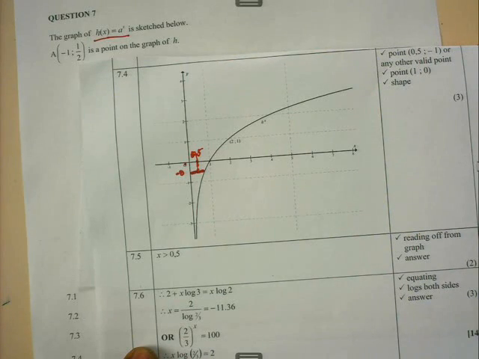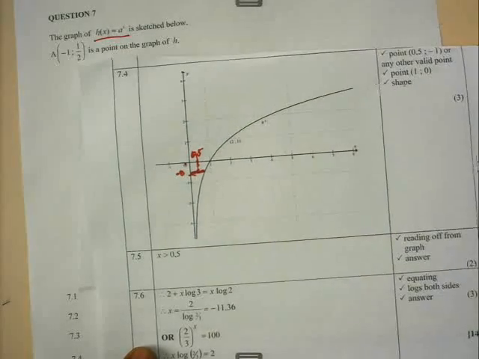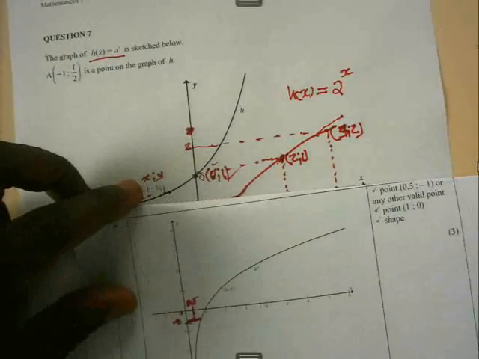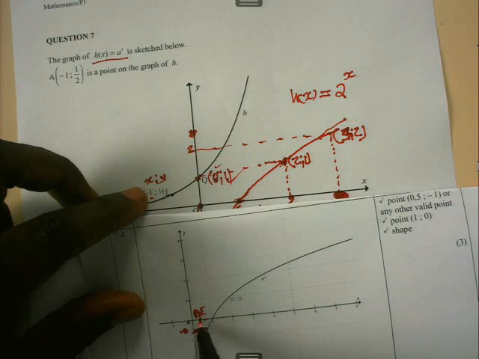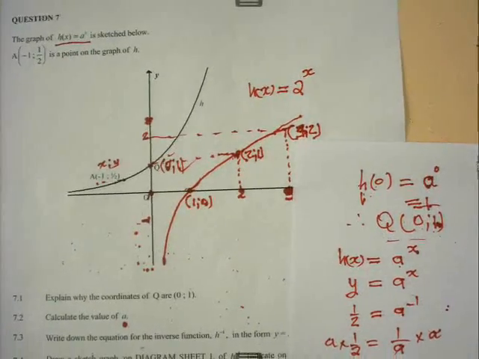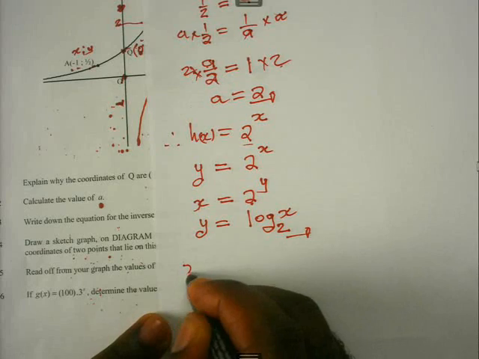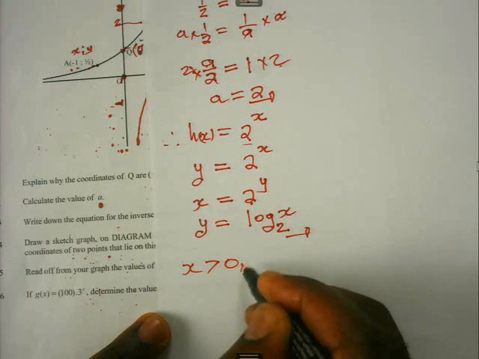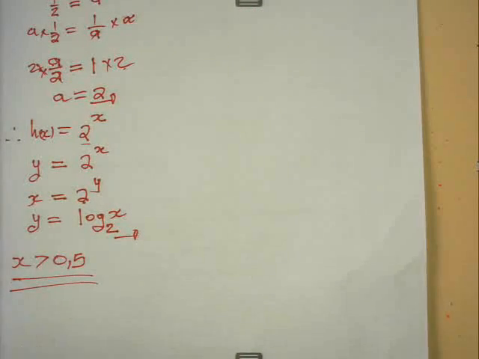Now, we are looking for values which are going to make this greater than negative 1. So obviously it's going to be values which are greater than positive 0.5. If you move this way, all those values will make the function greater than negative 1. So in answering that question we say x should be greater than 0.5, because we are reading that from the graph.